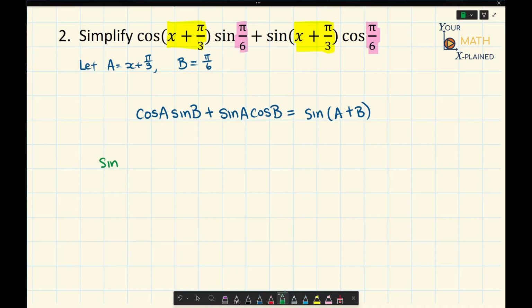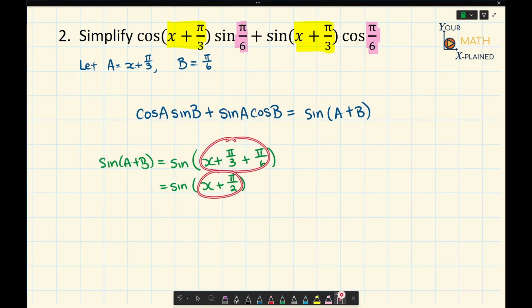So we get sine of A plus B is equal to sine of, and since our A is x plus pi over 3, and our B is pi over 6, we can substitute it in and then reevaluate. So why are we doing this? Well, this is because we can actually simplify this, because pi over 3 plus pi over 6 is equal to pi over 2. So this is just sine of x plus pi over 2. And now instead of having 3 terms in here, we only have 2 terms because we have combined the pi over 3 and the pi over 6.